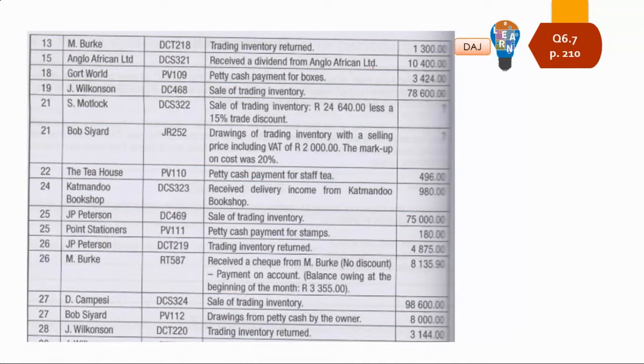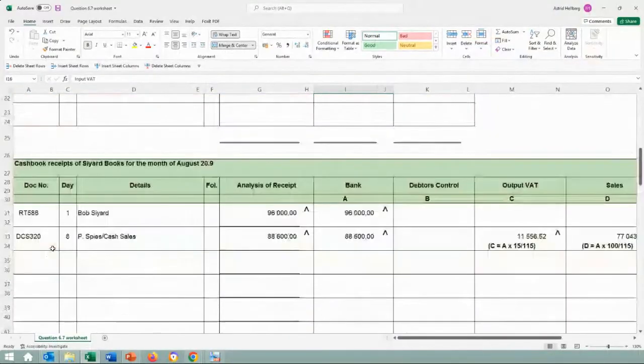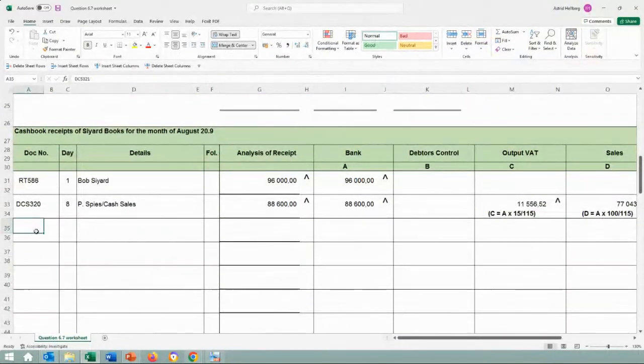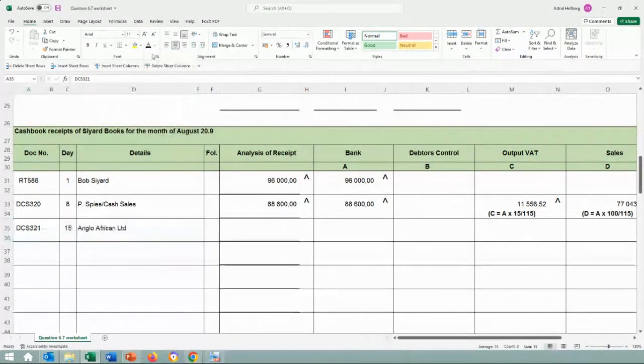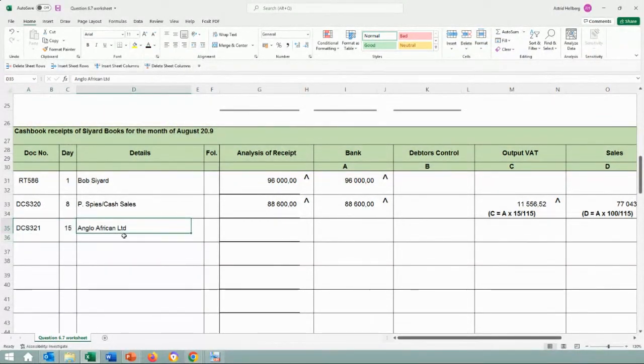So if you receive a dividend and it's normally in money, where do we take it? Neil, that's correct, to the CBR. So let's go to the CBR and capture it. We would capture here Anglo African Pty Limited. We would show the 10,400 which we received for the dividend.